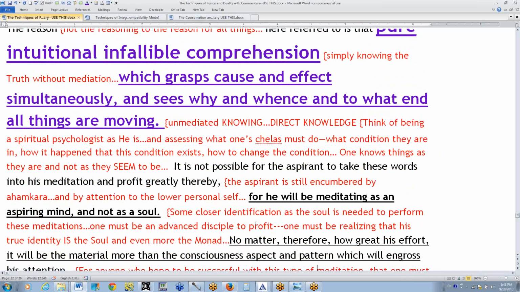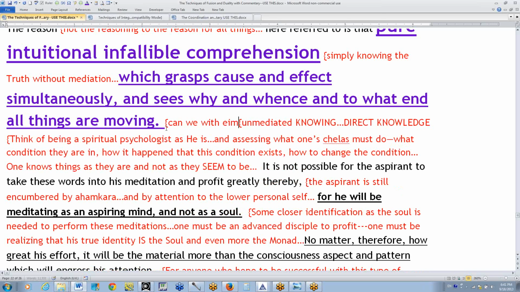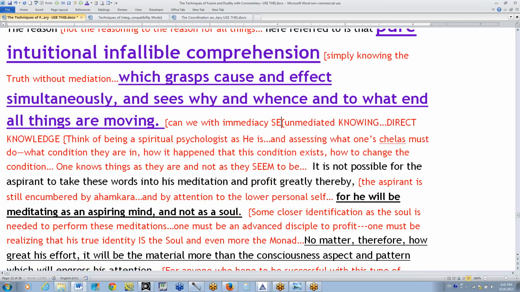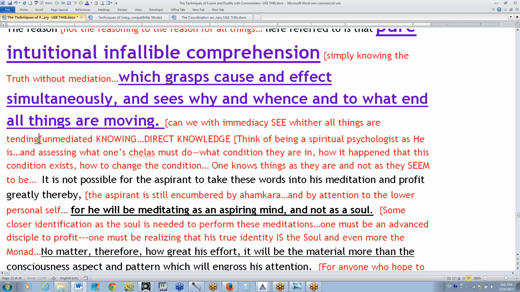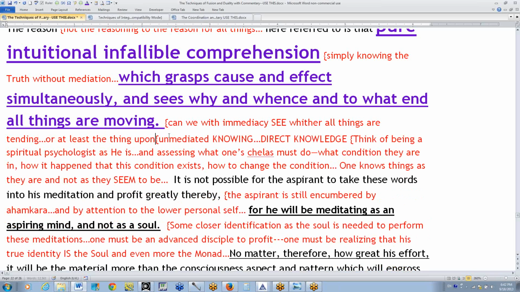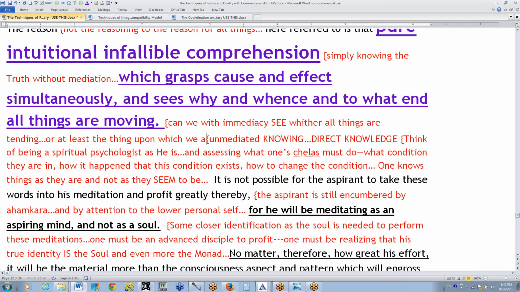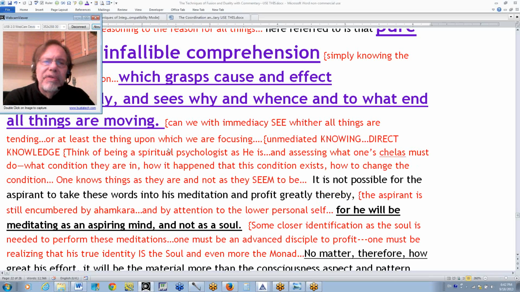Seeing if we can see cause and effect immediately. See if we can see whither all things are tending. Can we see that? Can we with immediacy see whither all things are tending, or at least the thing upon which we are focusing. When we look at someone, for instance, can we tell their future? Can we immediately sense whither they are tending if they persist as they are?